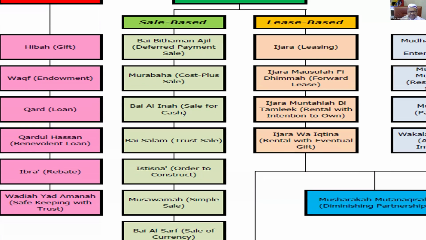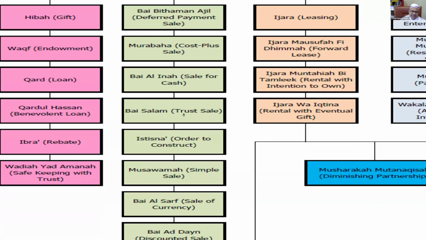Bai as-salam is a trust sale. That means you pay first. Let's say you need some crop, let's say mangoes to make juice in 3 months' time. You pay, the farmer will buy the seeds, plant, harvest the crop and sell it to you. The price must be fixed in advance, and he will deliver the crop in the future.